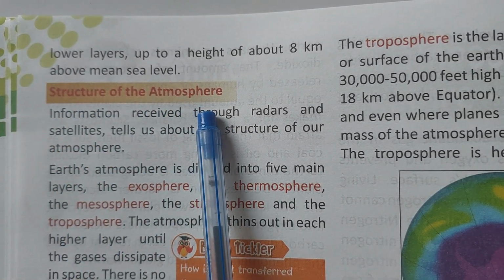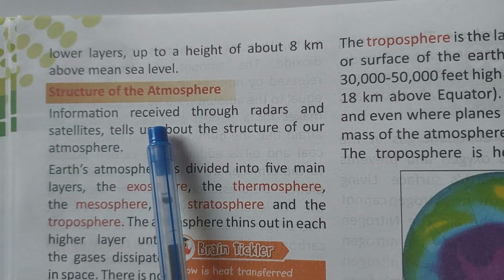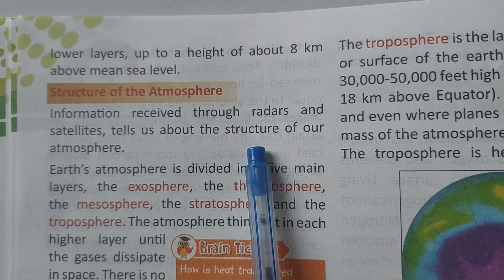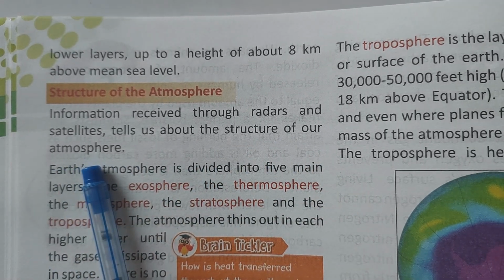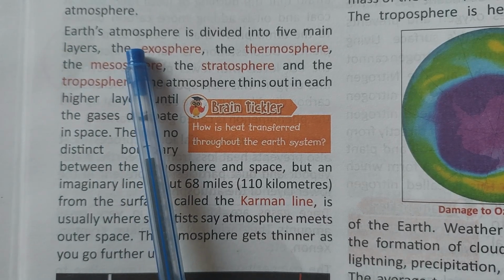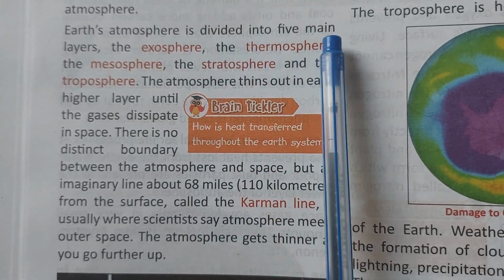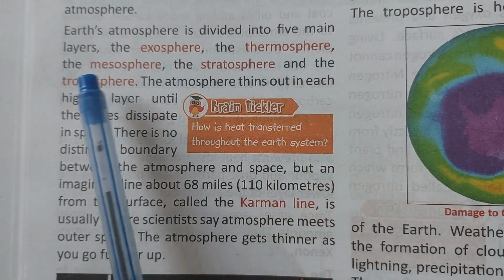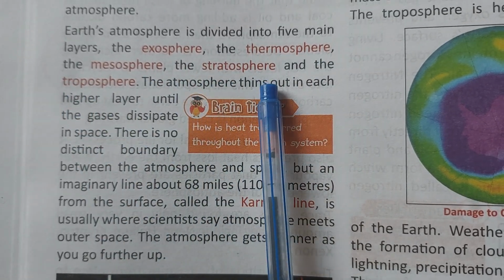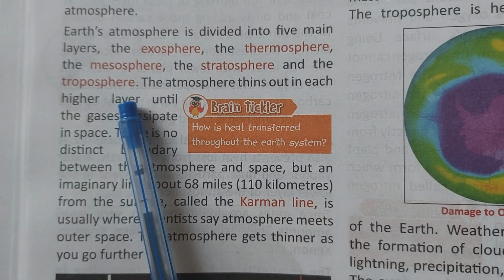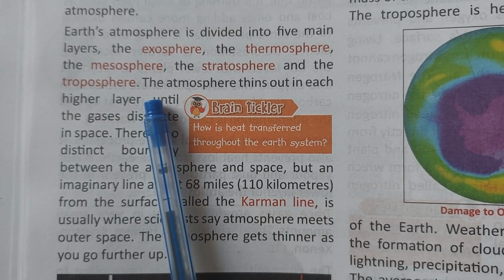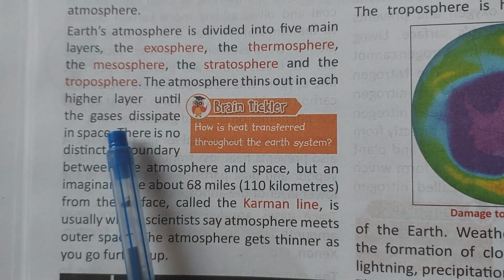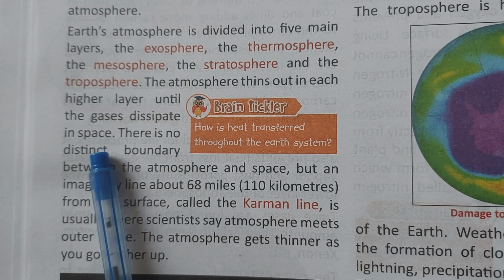Structure of the atmosphere. Information received through radars and satellites tells us about the structure of our atmosphere. Earth's atmosphere is divided into 5 main layers: the exosphere, the thermosphere, the mesosphere, the stratosphere, and the troposphere. The atmosphere thins out in each higher layer until the gases dissipate in space.